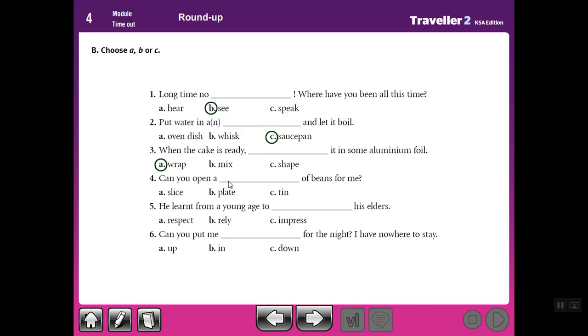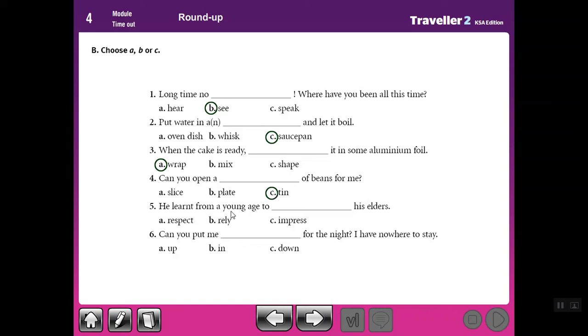4. Can you open a tin of beans for me? Can you open a slice, a plate, or a tin? Okay, tin. It's a metal can, like a can, علبة معدنية.